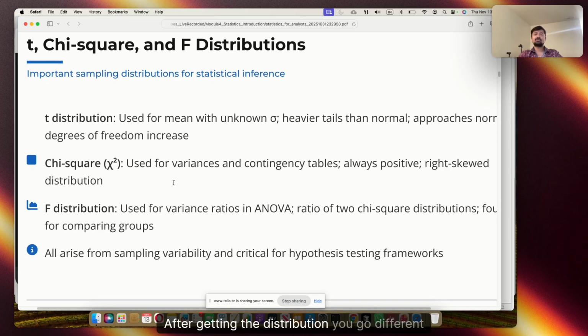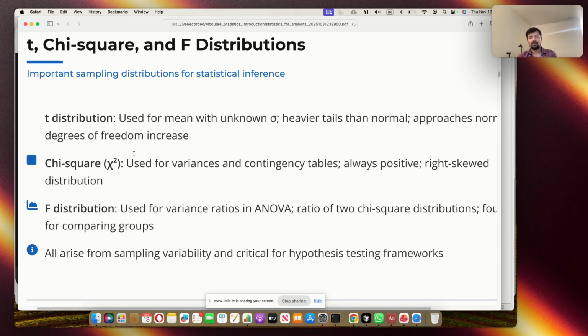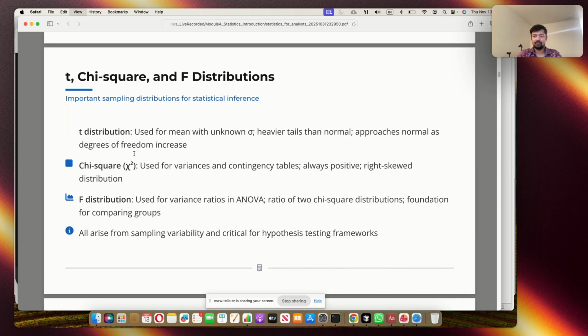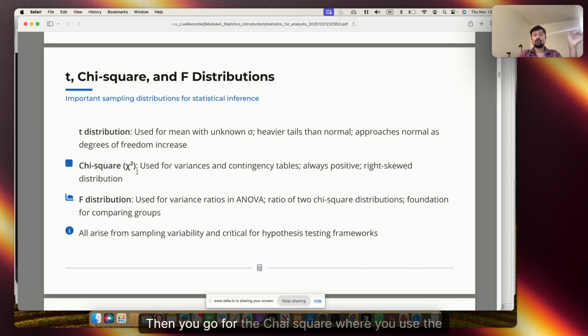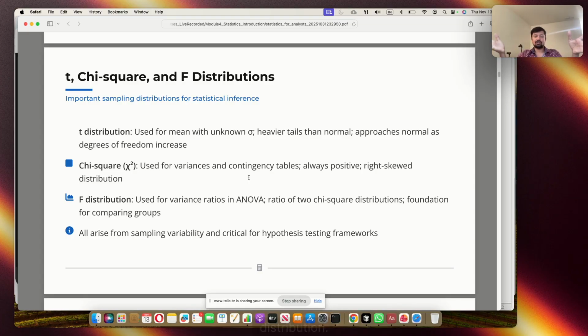After getting the distributions, you go to different kinds of tests, like the t, chi-square, and F distributions. The t distribution is used for the mean when the variance is unknown. It has heavier tails than the normal and approaches the normal distribution as the degrees of freedom increase. This is very important to learn. Then you go for the chi-square, where you use variance and contingency tables; it is always positive and right skewed.